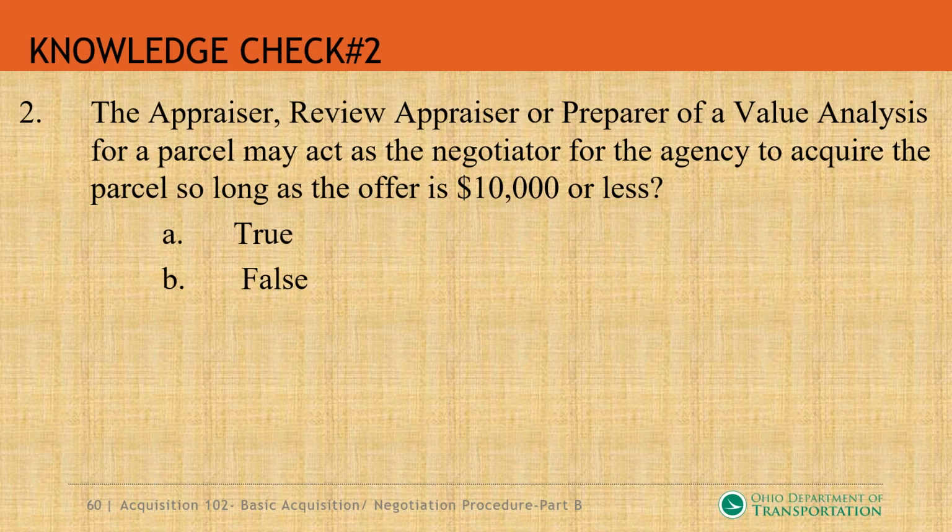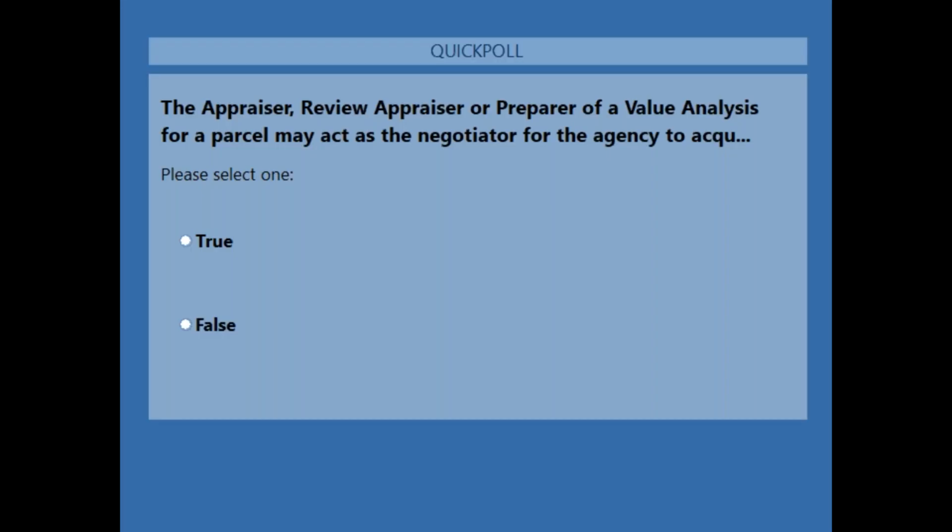Now here we go. The appraiser, review appraiser, or preparer of a value analysis for a parcel may act as the negotiator for the agency to acquire the parcel so long as the offer is $10,000 or less. There we go. And that's true or false.